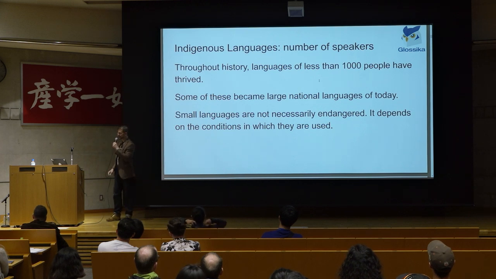A lot of people have a misconception that languages that have fewer than 1,000 people must be endangered. This is not entirely true, because all throughout history, languages have always had a small number of speakers, and only until the recent years has the human population grown to so much that we have languages with millions or even billions of speakers. So don't always think of a small language as being something that is endangered.